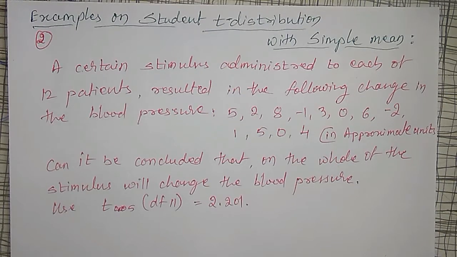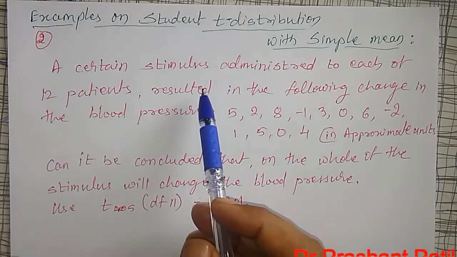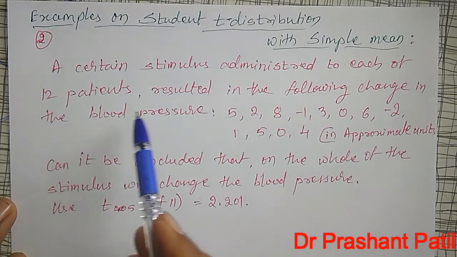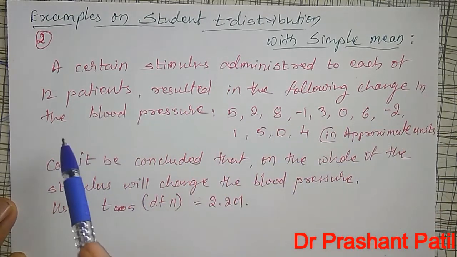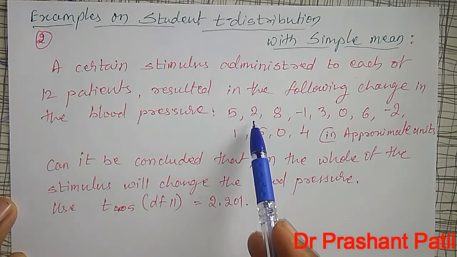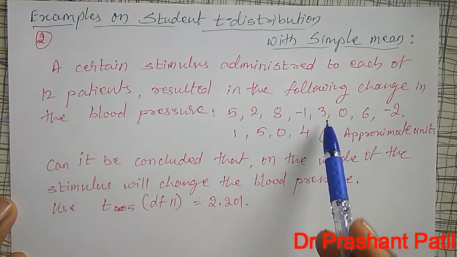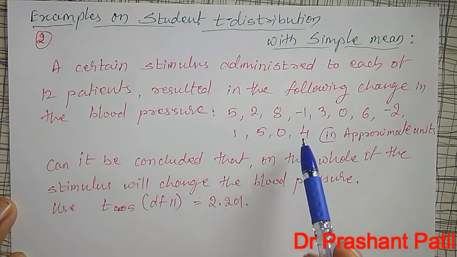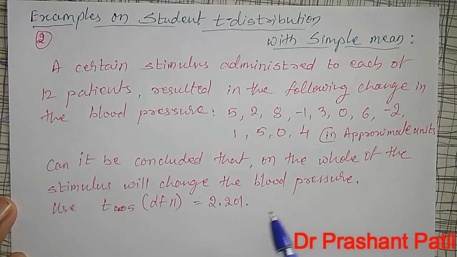Friends, in this video I am going to solve some examples on student t distribution with simple mean or single mean. A certain stimulus administered to each of the 12 patients resulted in the following changes in the blood pressure: 5, 2, 8, -1, 3, 0, 6, -2, 1, 5, 0, 4, in approximate units, whatever that unit may be.